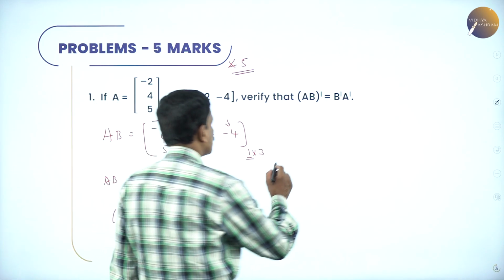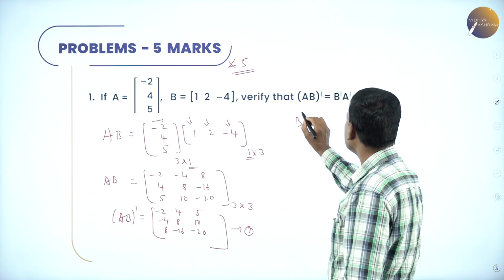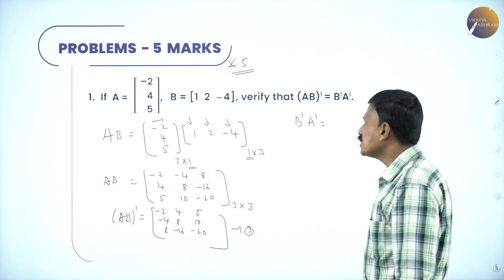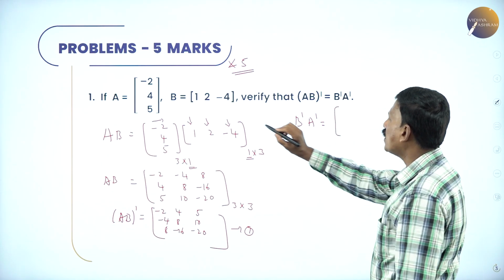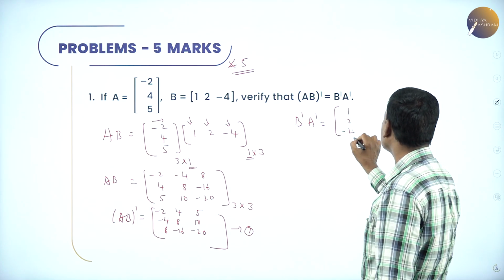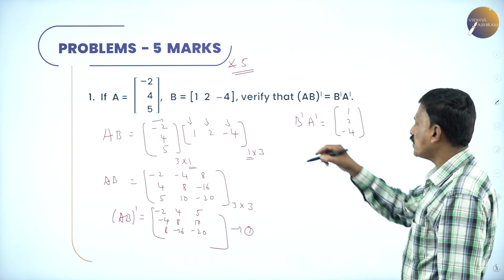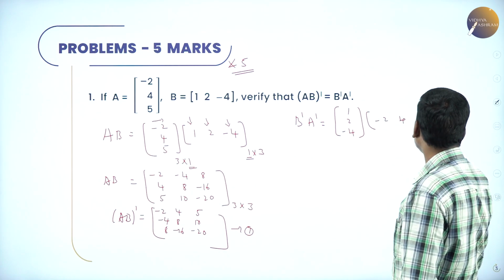Now let us come to the right hand side. Find out what is right hand side. Right hand side is B' and A'. Now what is B'? The transpose of B. Write down the transpose of B: 1, 2, 4. First row becomes first column: 1, 2, minus 4. And A', the transpose of A. First that column becomes row, that is minus 2, 4 and 5.